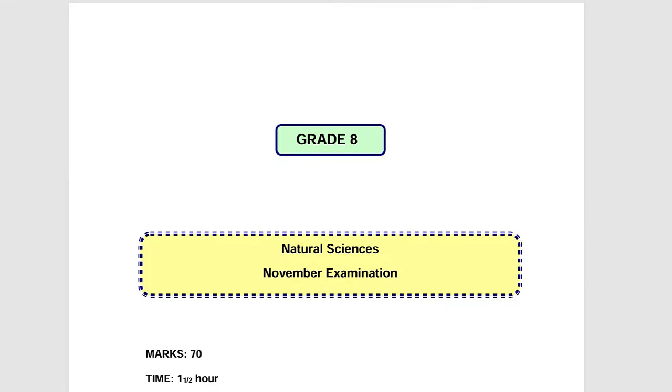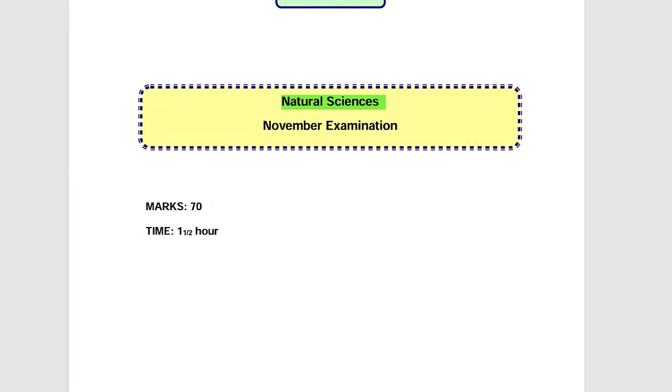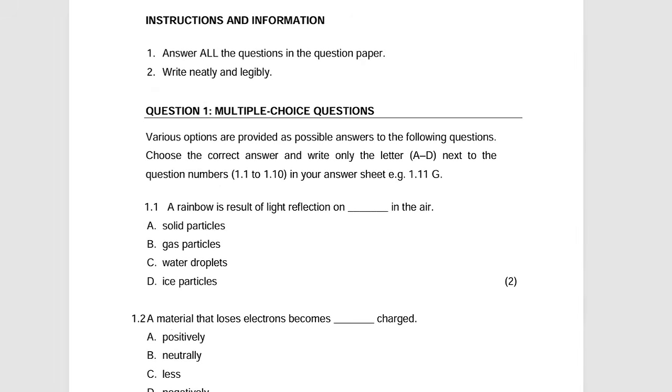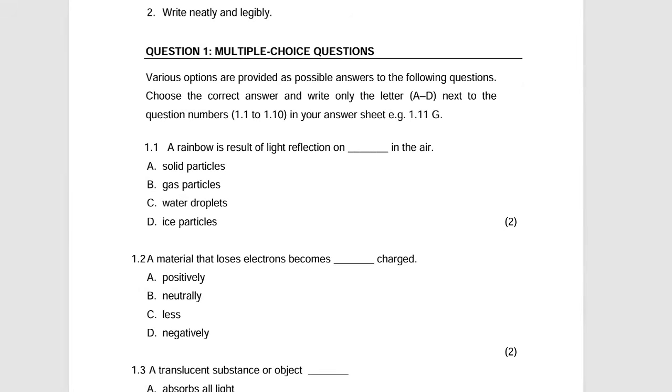Good day, grade 8. Today we're going to look at an NS paper, Natural Sciences, our November examination. Marks is 17, duration is 1.5 hours. First page instructions there. Then we're going to proceed to multiple choice questions.